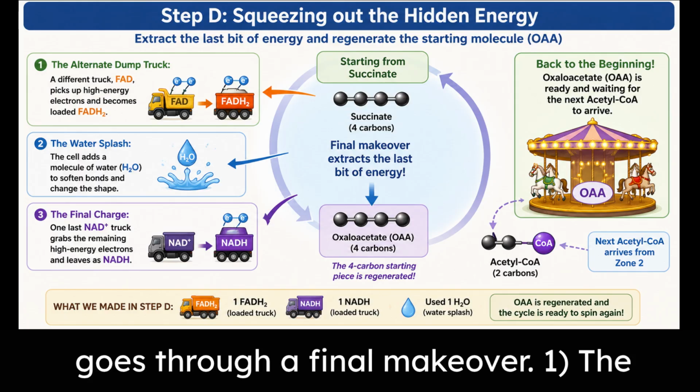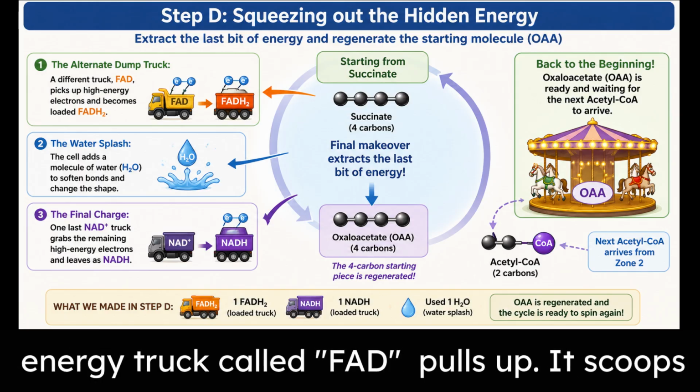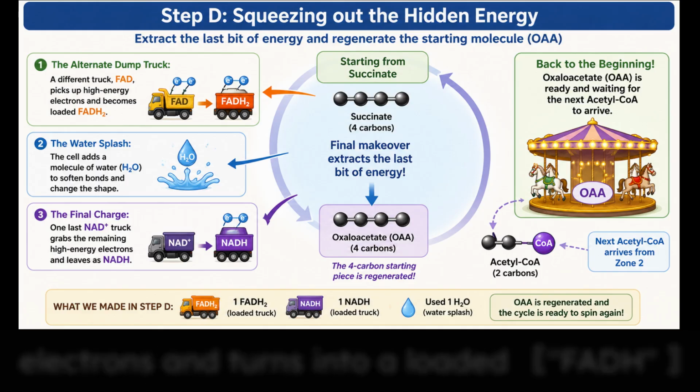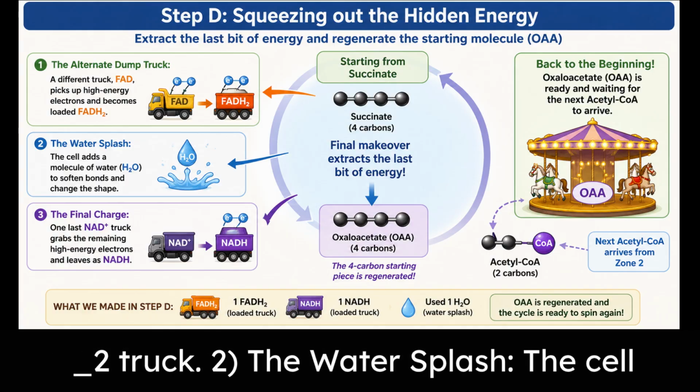1. The alternate dump truck. A different type of energy truck called FAD pulls up. It scoops up a slightly different flavor of high-energy electrons and turns into a loaded FADH2 truck.